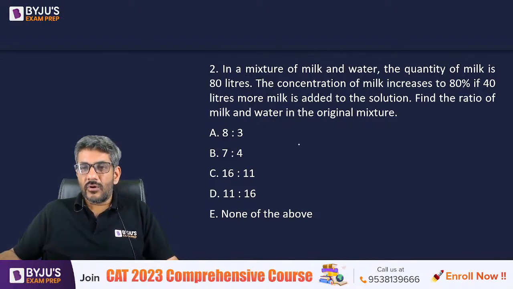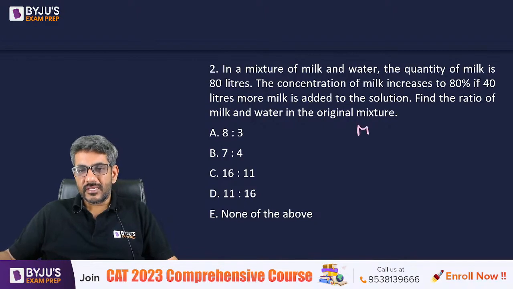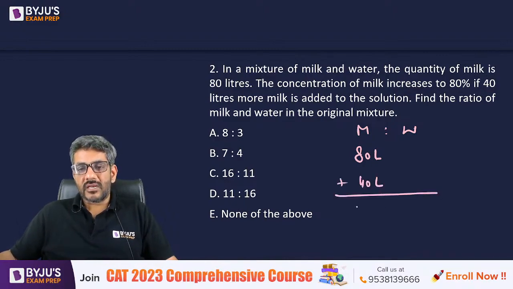In a mixture of milk and water, the quantity of milk is 80 liters. So there is a mixture of milk and water. Quantity of milk is 80 liters. We don't know how much water is there. The concentration of milk increases to 80% if 40 liters more milk is added to the solution. So you add 40 liters more. So ultimately milk would be 120 liters, and he says this milk is 80% of the total.